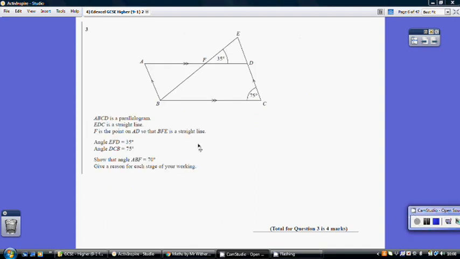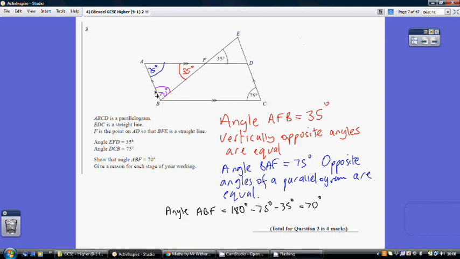Question 3, we've got to show that angle ABF equals 70. So this is ABF, A to B to F. We've got to show that this is 70, and we've got to give a reason for each stage of your working. So first things first, this angle here, AFB, is also 35 because vertically opposite angles are equal.